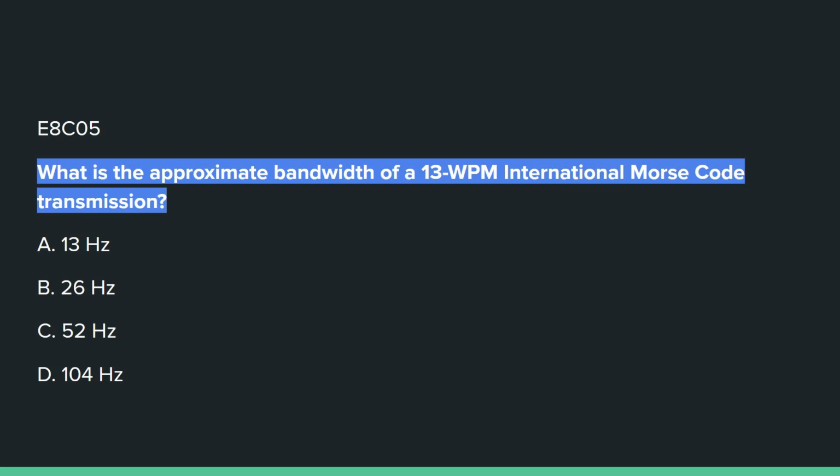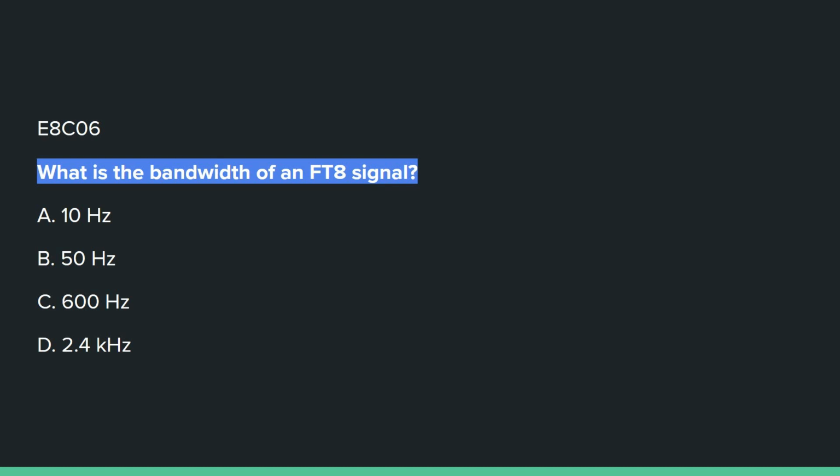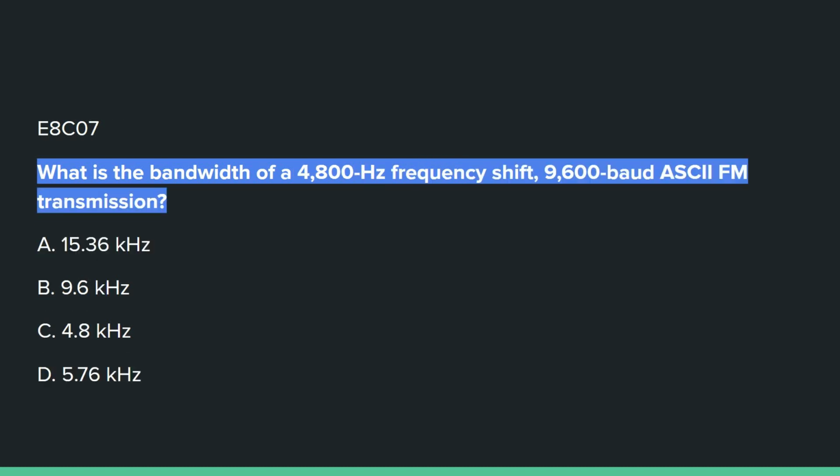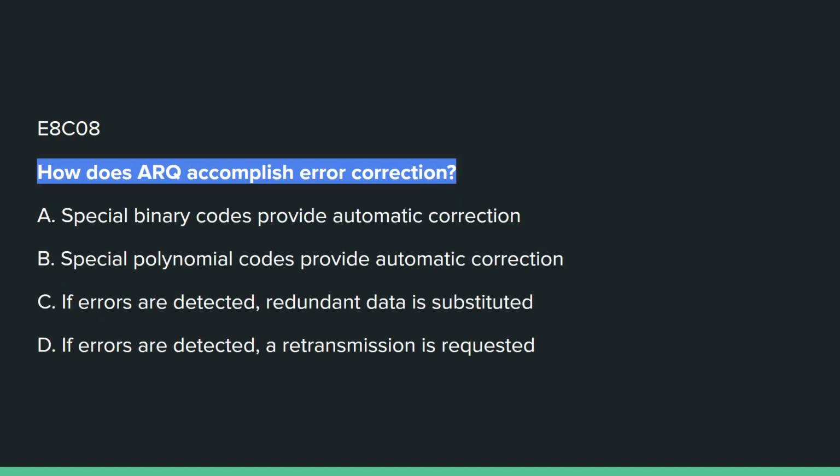E8C05, what is the approximate bandwidth of a 13 word per minute international Morse code transmission? C, 52 Hz. E8C06, what is the maximum bandwidth of an FT8 signal? B, 50 Hz. E8C07, what is the bandwidth of a 4800 Hz frequency shift, 9600 baud ASCII FM transmission? A, 15.36 kHz.